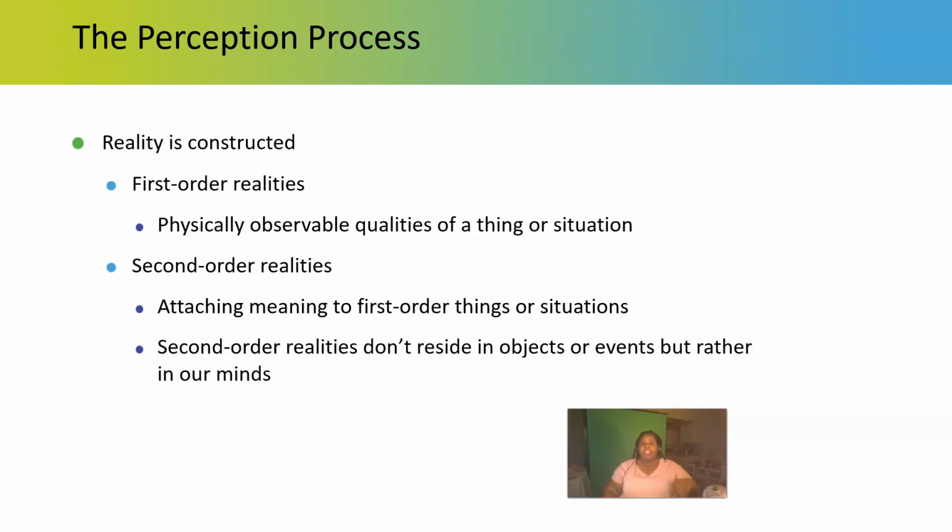So first order reality is what you actually observe with your senses, and second order reality is what you attach to that situation. Think about it this way. Two people can experience the exact same thing or be in the exact same situation. So that's the first order reality that they share. But the meaning that they get from that experience can diverge or separate in the second order reality. What are the meanings they get from the situation?